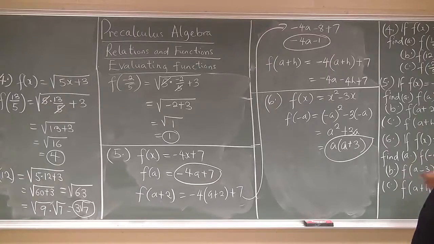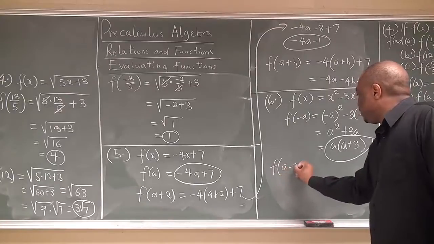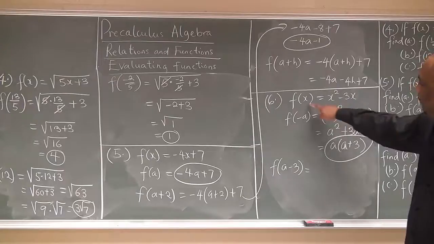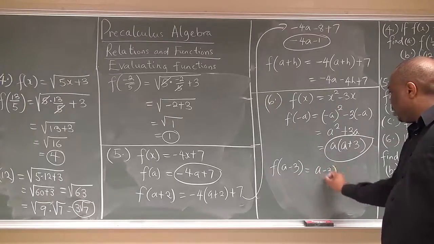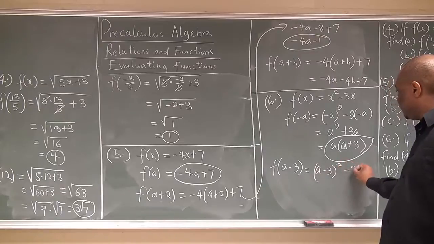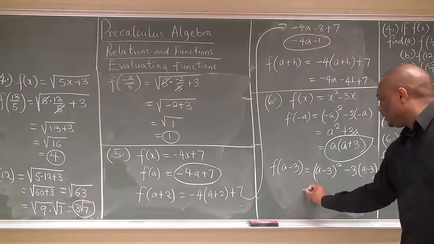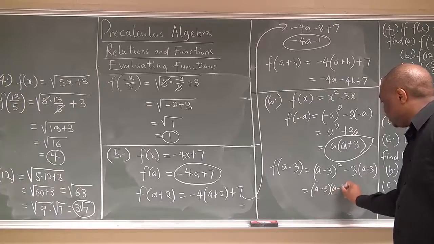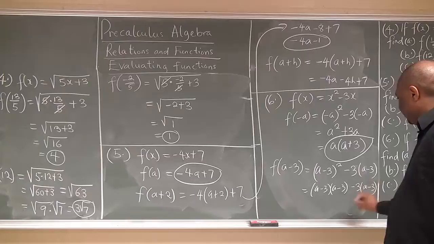The next one, find f of a minus 3. F of a minus 3. What will it be? You replace x with a minus 3. So this is a minus 3 all squared minus 3 times a minus 3. Okay? So what will this give us? This will give us a minus 3 times a minus 3 minus 3 times a minus 3.